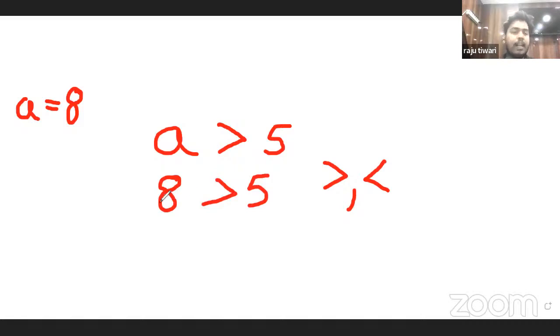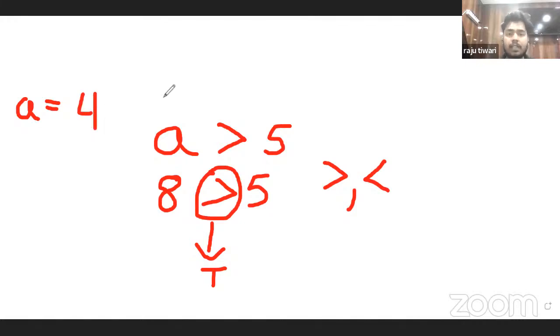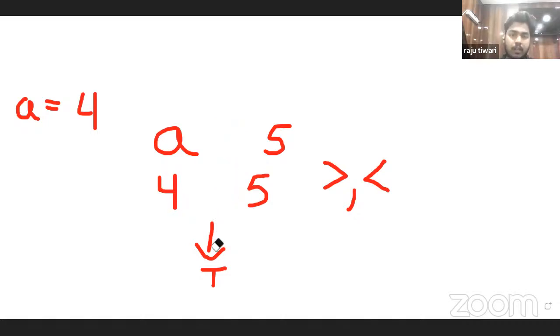Now let's check it. 8 is bigger than 5. Yes, it is. So this greater than operator will give us true. Now, if someone again puts a value in a, and this time the value is 4, this time it will become false. Why? Because 4 is not greater than 5. So I hope the greater than operator is clear for everyone. Now let's move to the next operator, that is the less than operator.